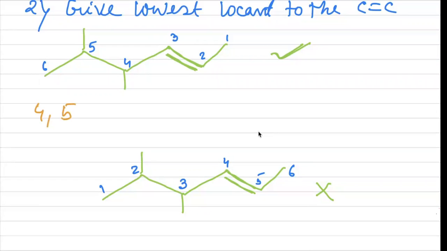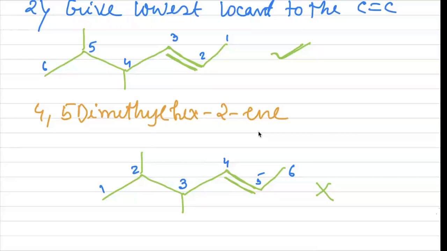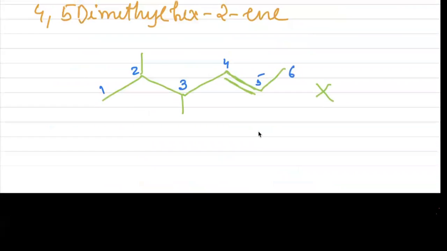So the name of the compound will be 4,5. 2 methyl groups are present, for that dimethyl, here D will be capital, sorry. 4,5-dimethyl hex. The carbon double bond carbon has started from the second carbon, so 2-ene. Clear? Okay, this we will learn in the next chapter also, but I'm giving you brief information for that.